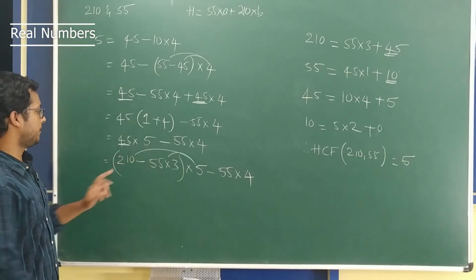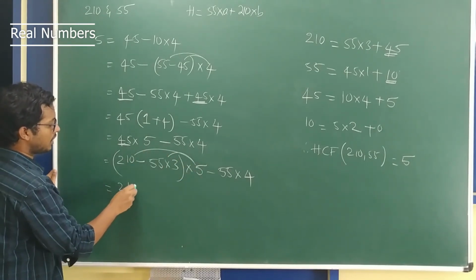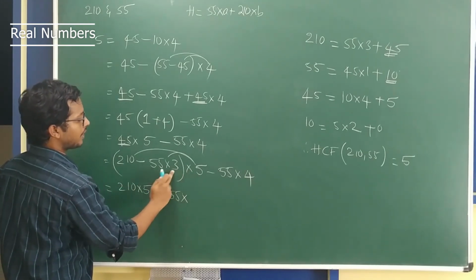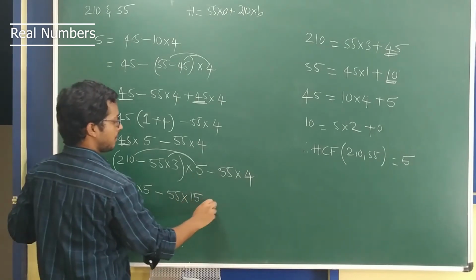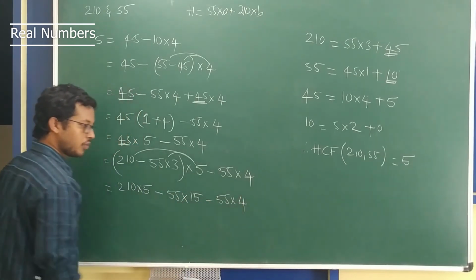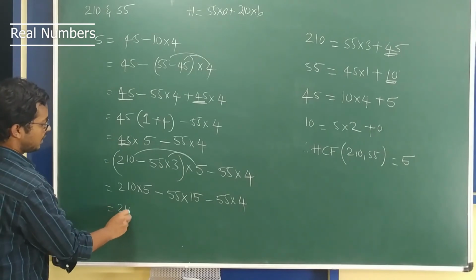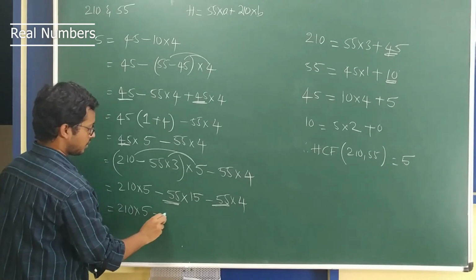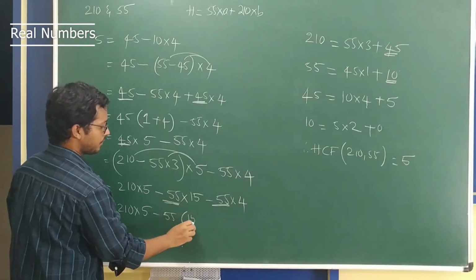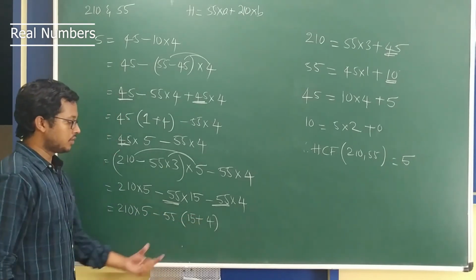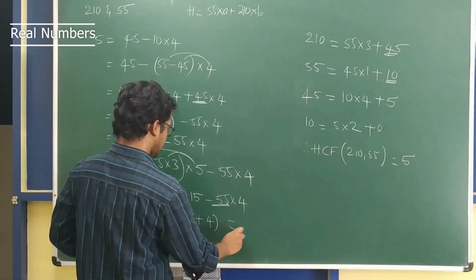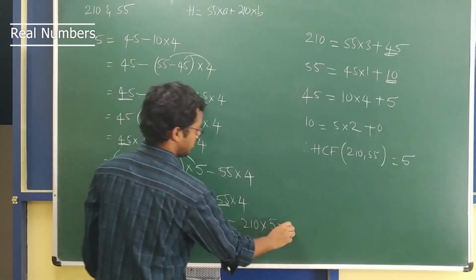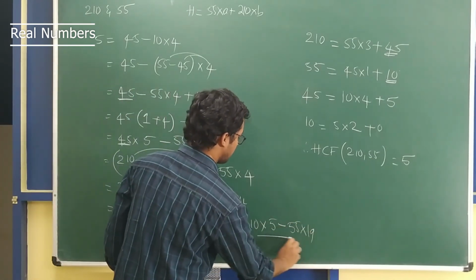Okay, so let's go ahead and simplify. Apply the distributive property. Take this inside. So it will be 210 into 5 minus 55 into 5 3s are 15, minus 55 into 4. So here 210 into 5. If you see here, I can take minus 55 outside. So minus 55 if you take outside remains 15 plus 4. So 15 plus 4 is 19. So this is 210 into 5 minus 55 into 19. So this is the final answer.